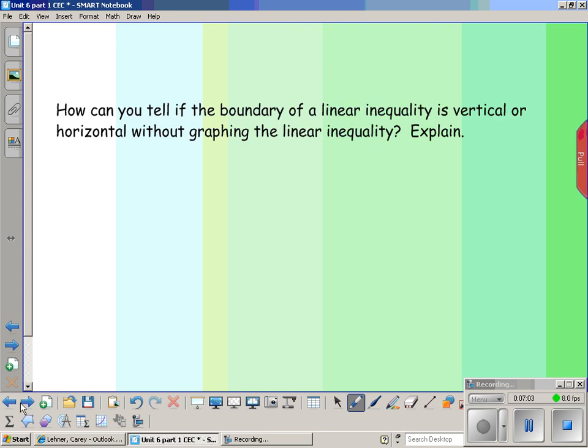How can you tell if the boundary of a linear inequality is vertical or horizontal without graphing the inequality? If you only end up with one variable, if there's just an x or just a y, we know it's going to be vertical or horizontal. If you end up with a y and then some value, so it could be a greater than or equal to or whatever, if you end up with a y variable, we are dealing with a horizontal line. If you deal with an x variable, you are dealing with a vertical line.